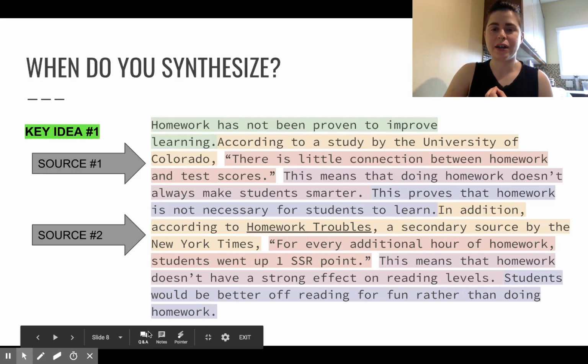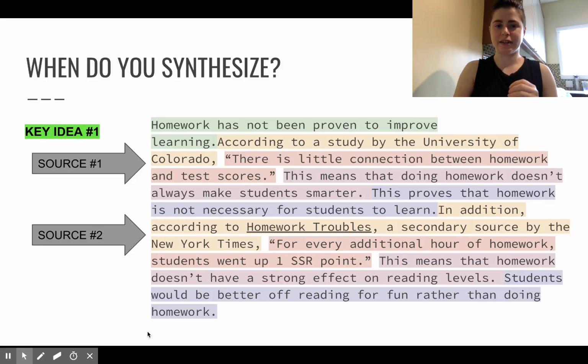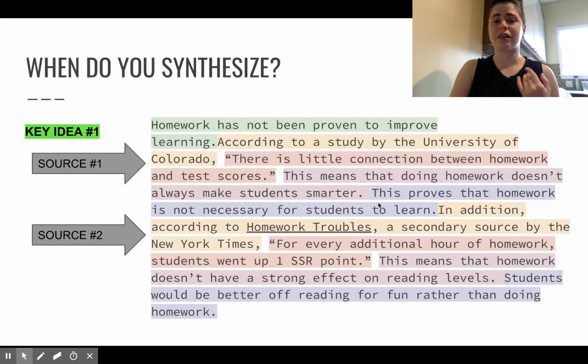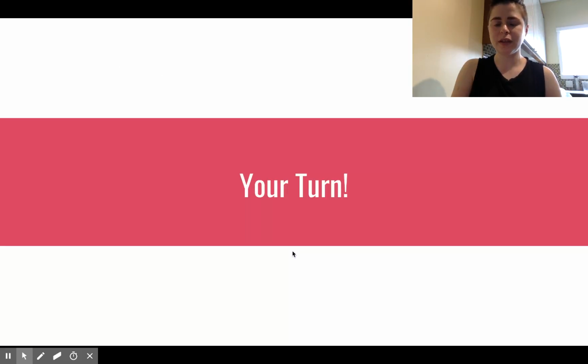Notice how at no point did I just drop off the quotes and leave. Every time I contextualize the quote and I explain what it means and why it matters for two different sources. If you're like, wow, that looks like a lot and it doesn't really sound that good because you're explaining over and over, you can also put both quotes in, contextualize them, and then explain them both. If the explanation for both of the quotes is kind of the same thing, then you can have two quotes almost in a row and then explain what they mean and how they prove your claim. So now it's your turn.